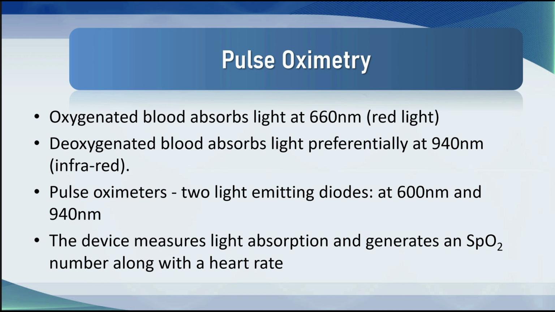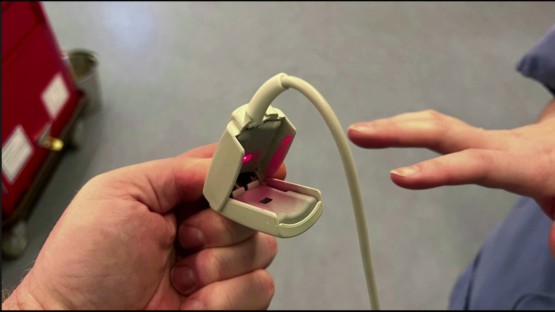Indeed, the area under the curve of the pulse waveform could theoretically be used to calculate stroke volume. However, arterial cannulae are superior in the performance of this. You can see the red light on the inside that goes through the finger and the receiver for light on the other side.